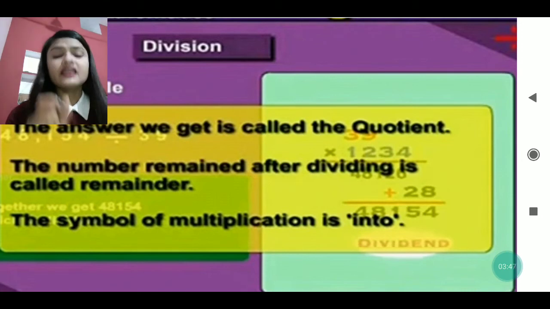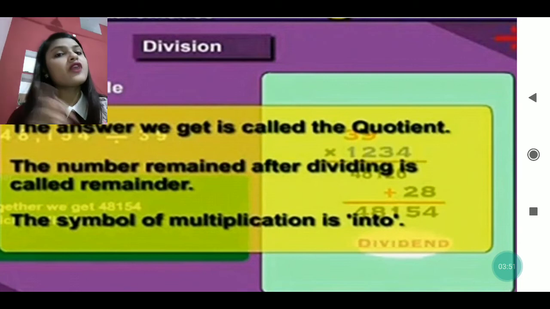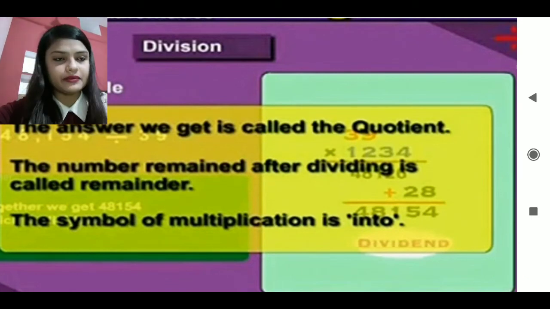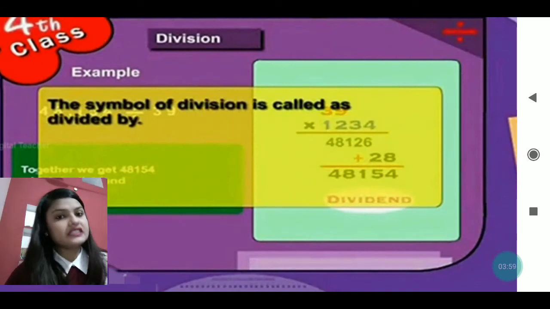Next, the symbol of multiplication is into. In the same way, the symbol for division is divide. It is called divided by.